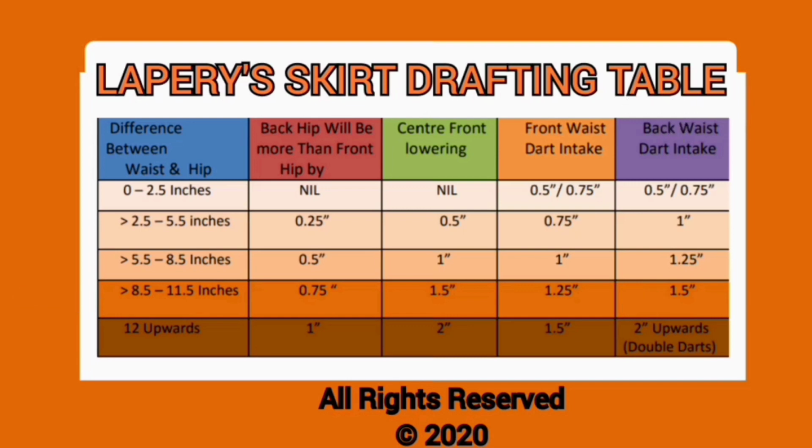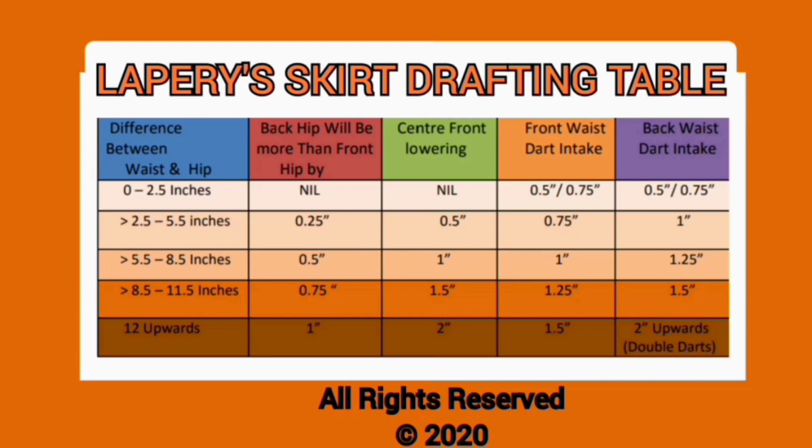And if you observe it very well, the row 3 major and average measurement will fall here, and that is why our waist dart intake has sometimes been confused to be 1. No, it's just that most measurement parameters will fall in this row 3. But sometimes you can have it less than, you can have it more than. So we cannot make everything equal.